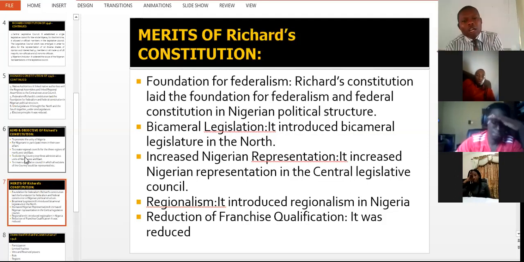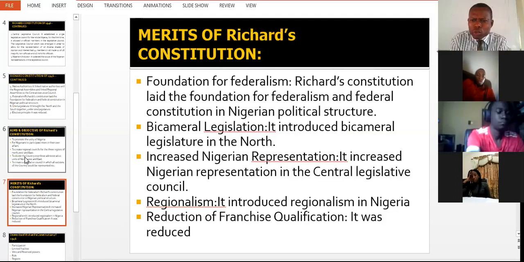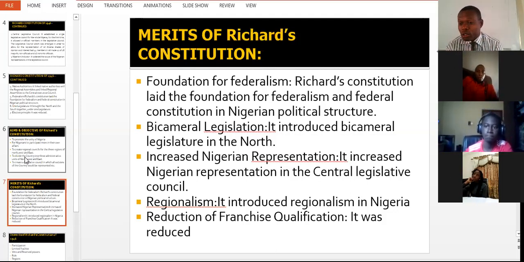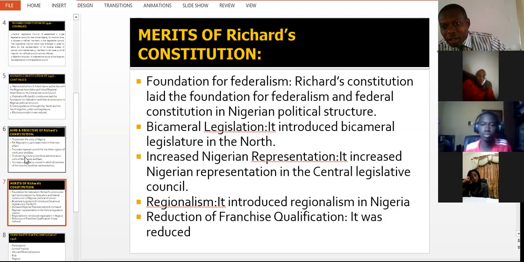Now, the second point, another merit of the Richard Constitution: bicameral legislature. It introduced a bicameral legislature in the north. Do you know something? You see this bicameral legislature? In the north, it created two legislatures. When they say bicameral legislature, that means you have what? Can you describe bicameral legislature in our contemporary Nigeria now? When you say bicameral legislature, what do you understand by it? Let's link it with what we have now.